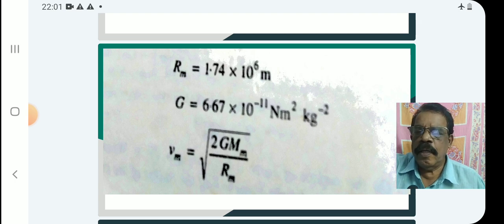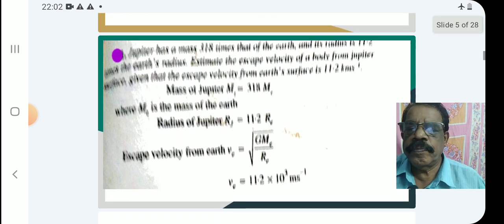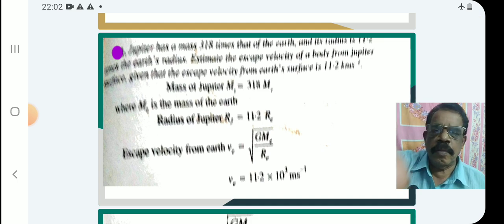In the moon's escape velocity formula, our value would be root of 2 into G, 6.67 into 10 raised to minus 11 into 7.36 into 10 raised to 22 by 1.74 into 10 raised to 6. The answer is 3.375 kilometers second raised to minus 1. 3.375. Next problem.